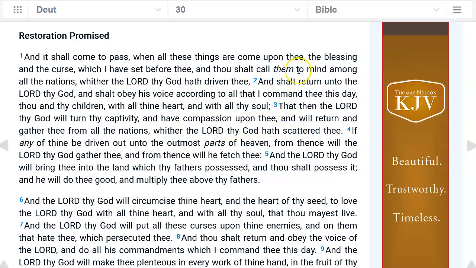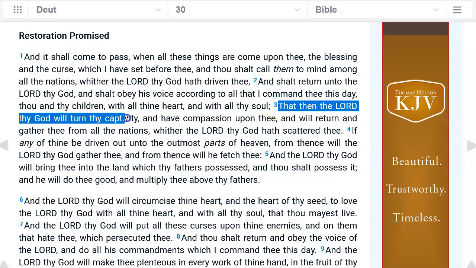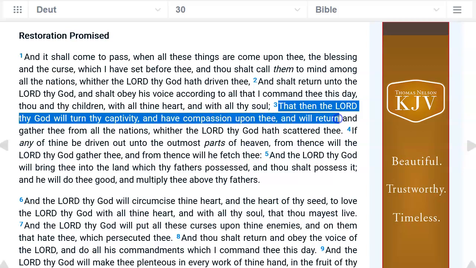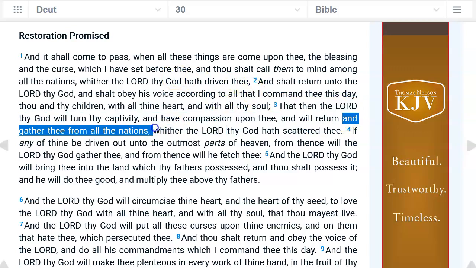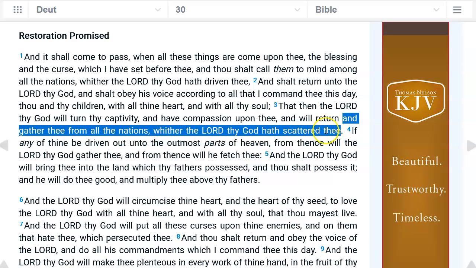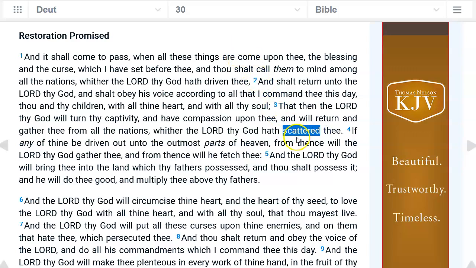And whither the Lord thy God has driven thee, and shalt return unto the Lord thy God, and shalt obey his voice according to all that I command thee this day, thou and thy children, with all thine heart, with all thy soul, that then the Lord thy God will turn thy captivity and have compassion on thee, and will return. The Lord is going to return after the Israelites do these things prior, and shall gather thee from all the nations whither the Lord thy God hath scattered thee.